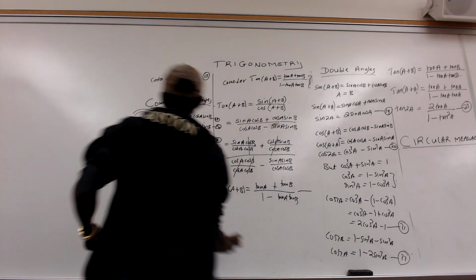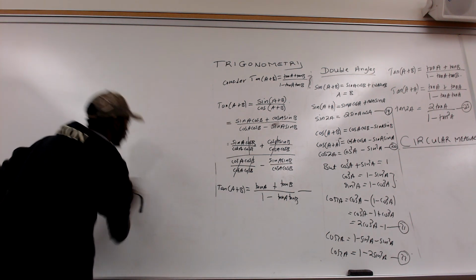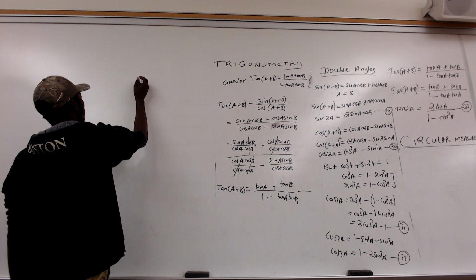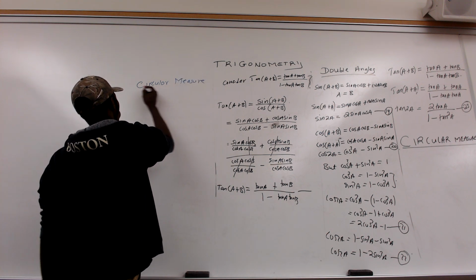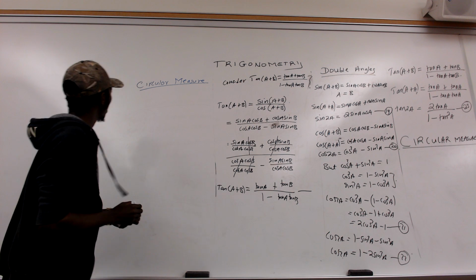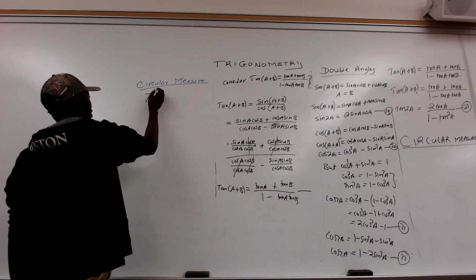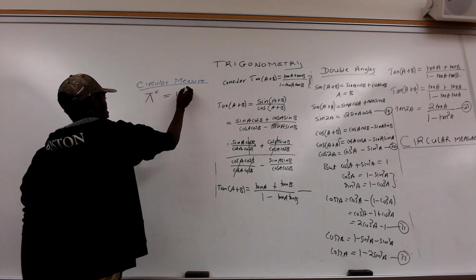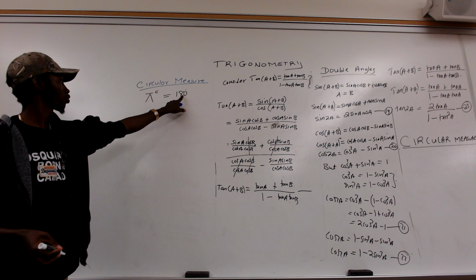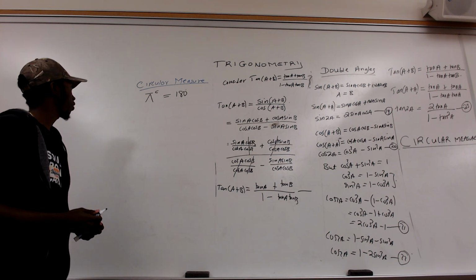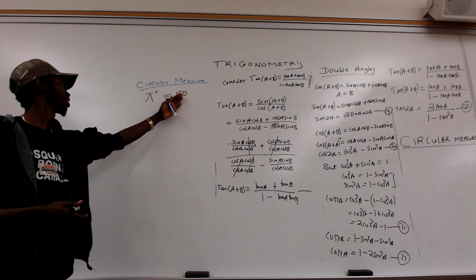So if we consider circular measure, let's carefully use this side. If we use circular measure in this point, what we have to take note of is that the radian for this value, pi radian, must give us 180 degrees. So how can we convert from radians to degrees and from degrees to radians?